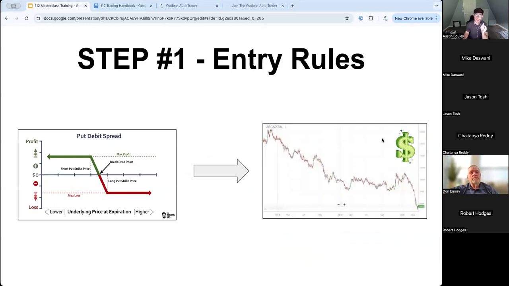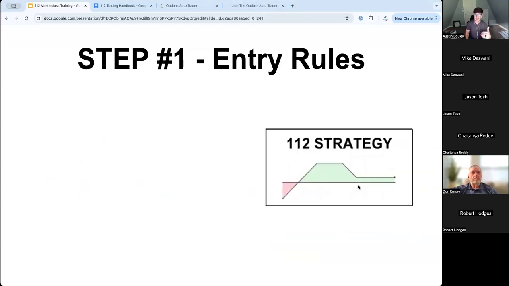Now, a put debit spread makes money to the downside. This is a defined risk trade where you'll only make the same amount of profit, but as the market goes down, you'll have a profit. And so when we put these together, we get a 112 trade. Now, when we're entering this 112 trade, what's the best way to structure this?